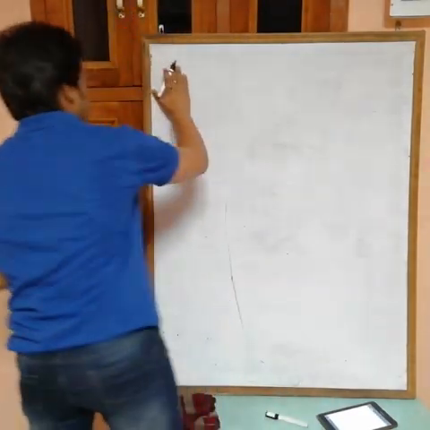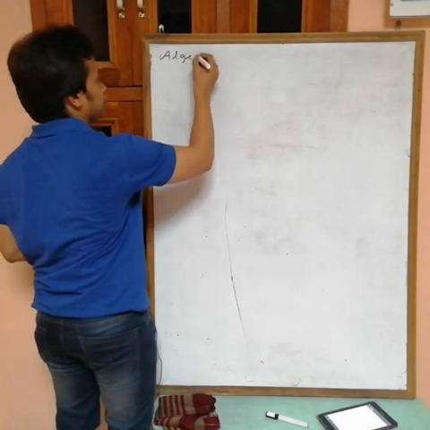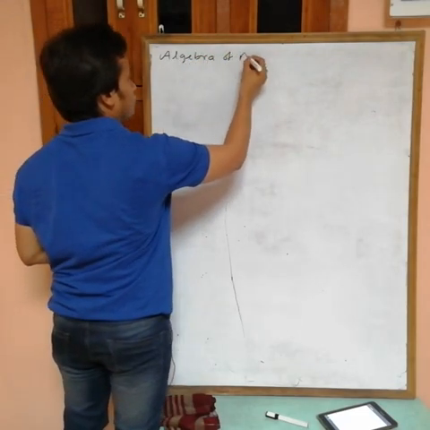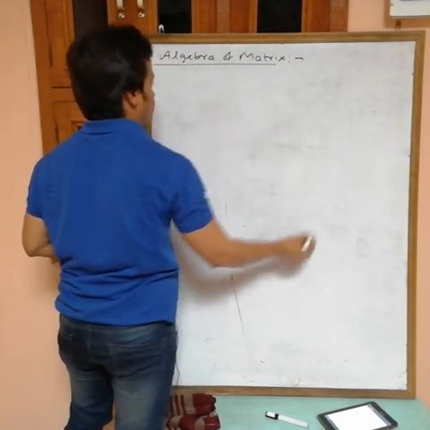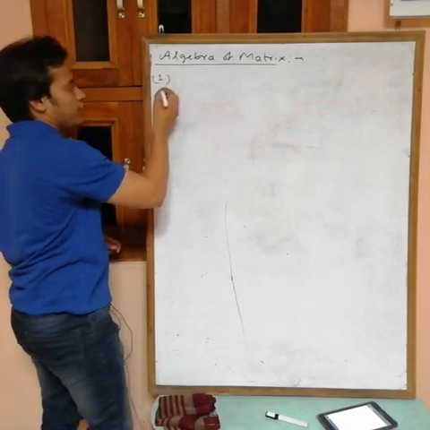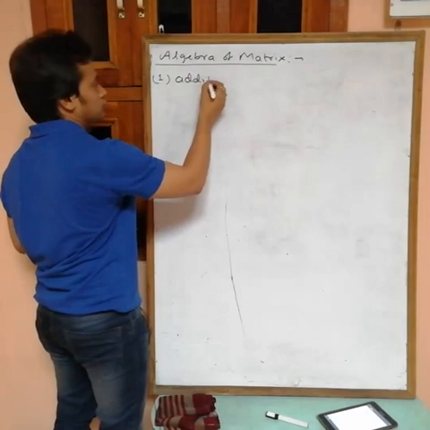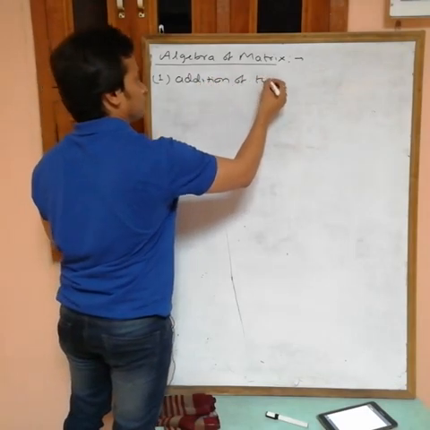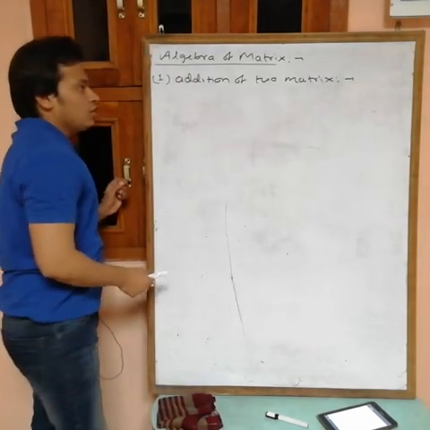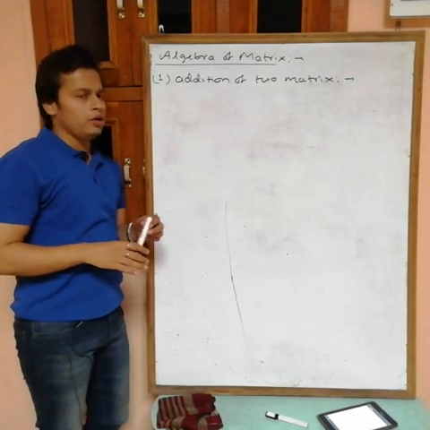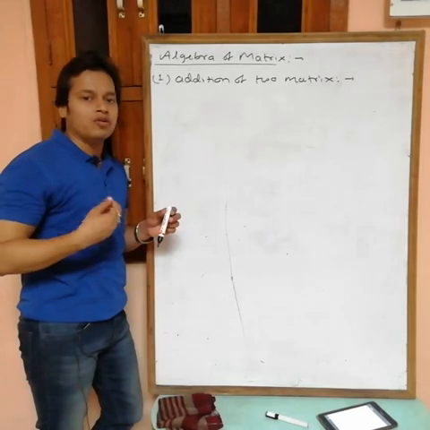Okay, next is algebra of matrices. Algebra of matrix. So first thing, addition of two matrices. Actually we can add any two matrices only if they have the same order. Only same order matrices can be added or subtracted.